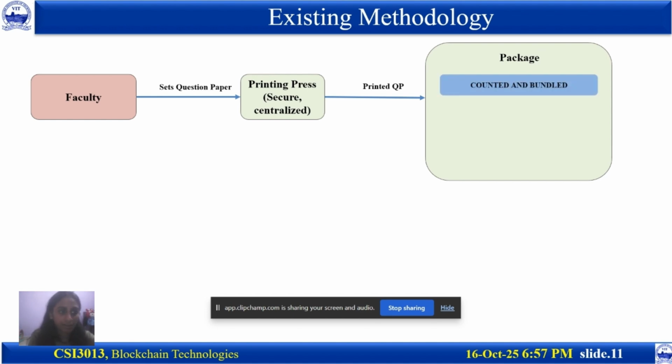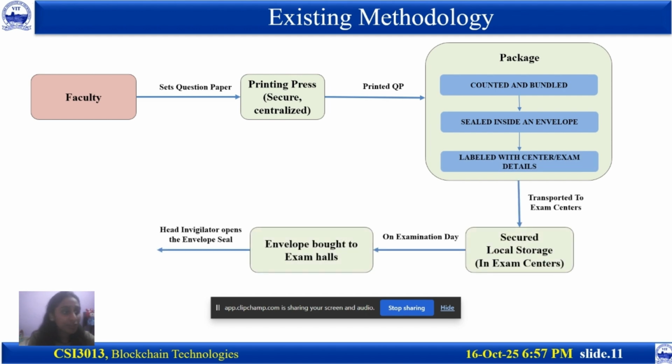In the traditional system, the faculty prepares the question paper and sends it to the secure printing press. After printing, the papers are sealed, enveloped, counted, and labeled according to the examination center session details. These sealed envelopes are then transported to various exam centers and stored in the local centers. On the day of examination, the head invigilator brings the envelope to the hall, breaks the seal, and distributes the paper.